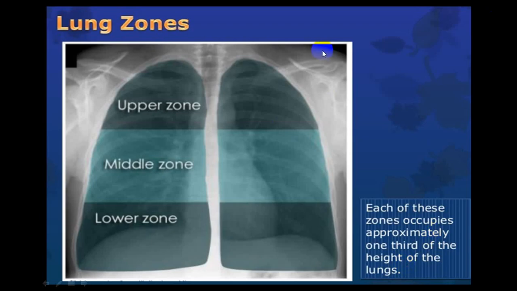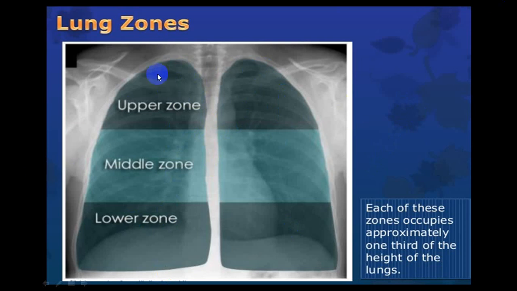Now roughly, you don't go exactly according to the fissure. If you draw a straight line at this particular level, this will be the zone which we call the upper zone, this is the middle zone, this is the lower zone. So you can divide into three zones, 1/3, 1/3, 1/3, roughly. And this is the most simple way.